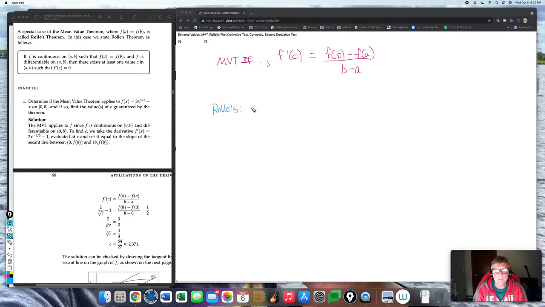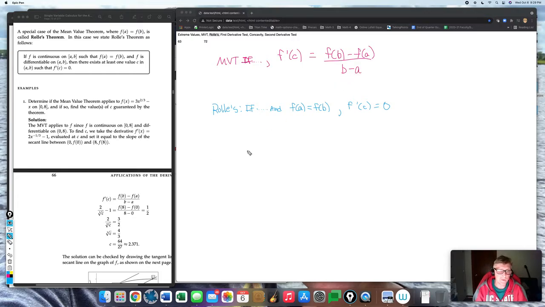Rolle's theorem says, given those same conditions, and the y value on the left is equal to the y value on the right, then f prime of c is equal to 0. And that's just a special case, right? Because if f of a and f of b are the same number, then you're subtracting the same thing minus itself, right? So you get 0 over b minus a.